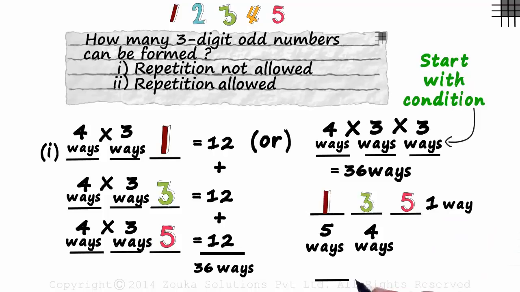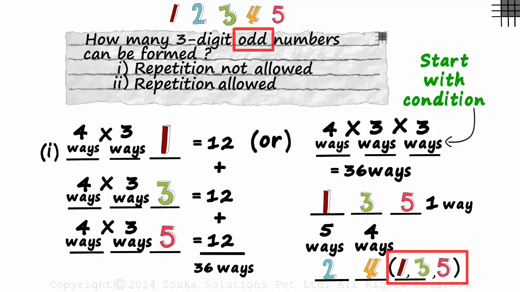Let's take another scenario. Say we filled the hundreds place with 2 and we picked a 4 in the tens place. Now tell me, in how many ways can we fill the units digit? 1, 3 or 5. All will keep the number odd. In this case, there are 3 ways in which the units digit can be filled.